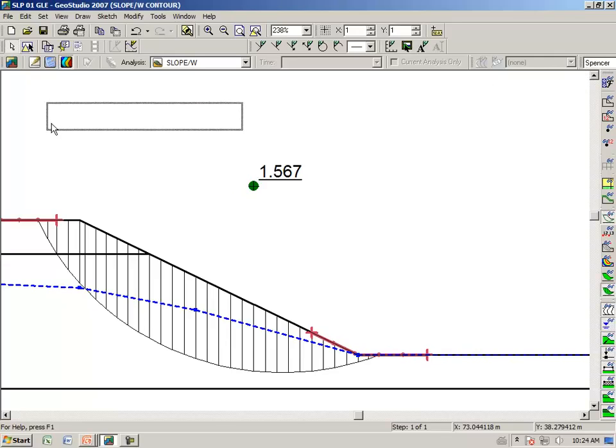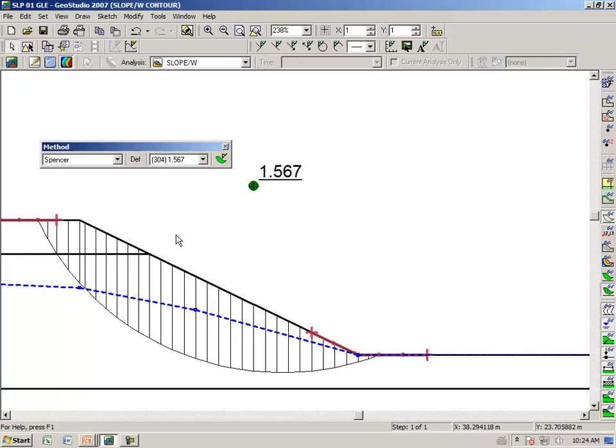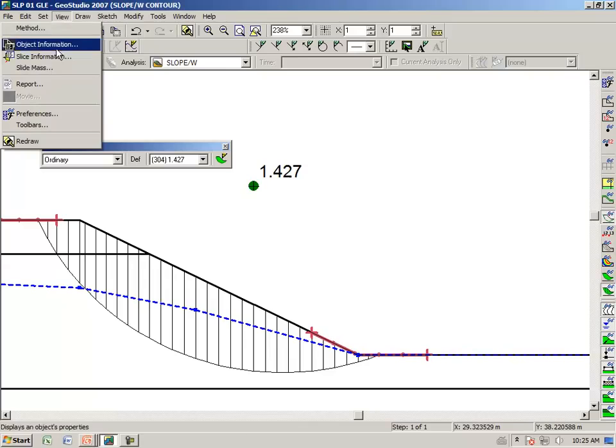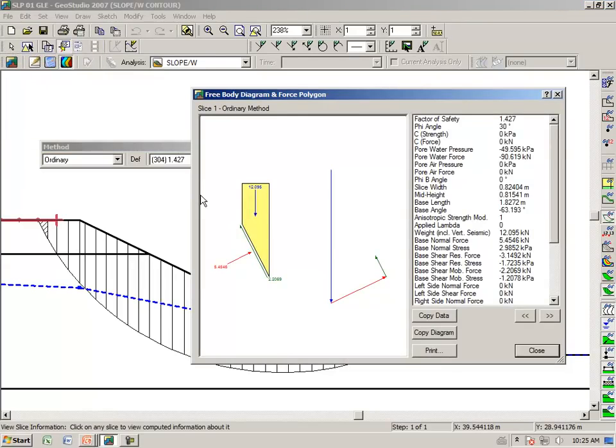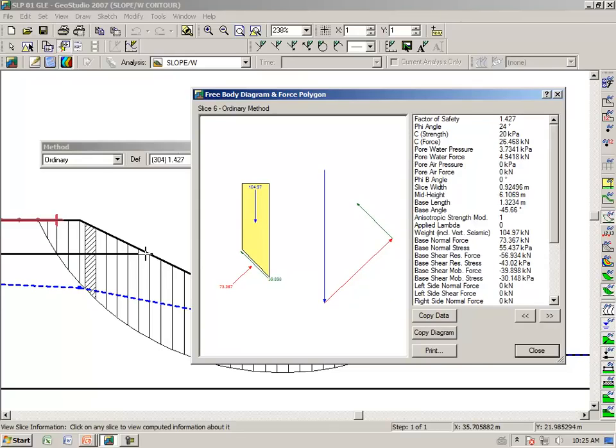Now, before we do that, we'll close this dialog box, and all of the toolbars are floatable toolbars in SLOPEW. Currently, I'm looking at the Spencer method. I want to look at the ordinary method. Now I can go View, Slice Information, and notice how the slices have no interslice normal and no interslice shear. There are no forces here.